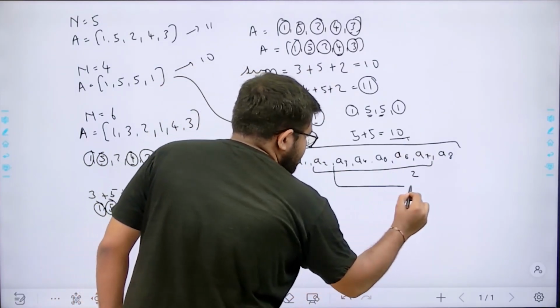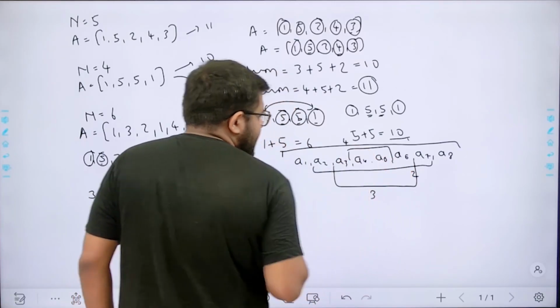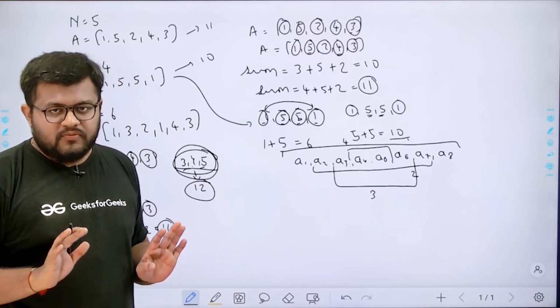In the third step I will have A3 to A6. In the fourth step I will have A4 and A5, and there will be no fifth step. My array will be empty.